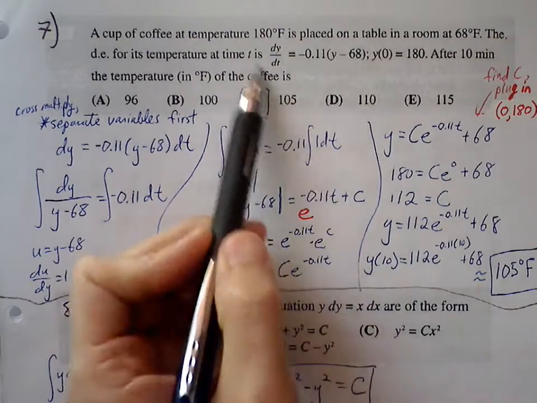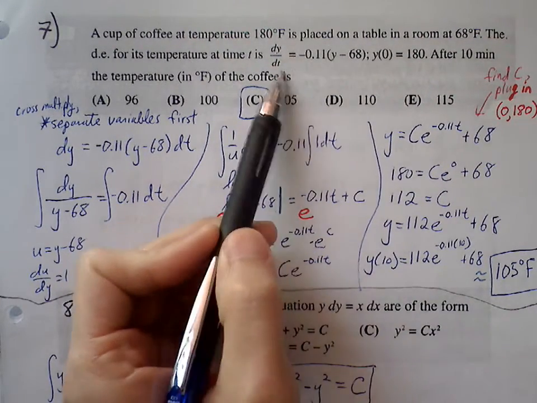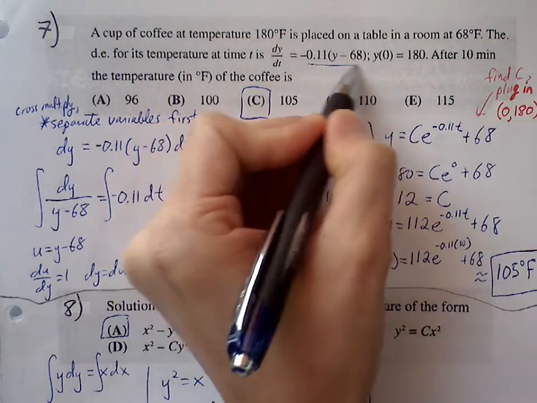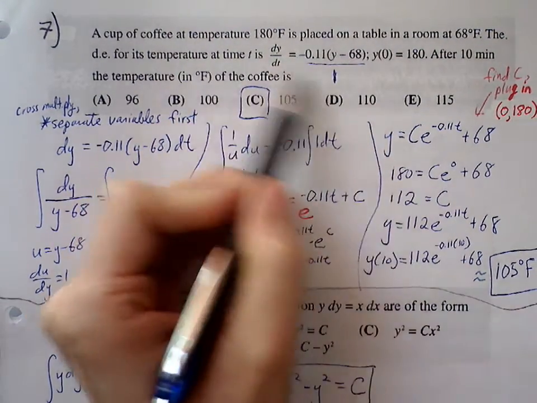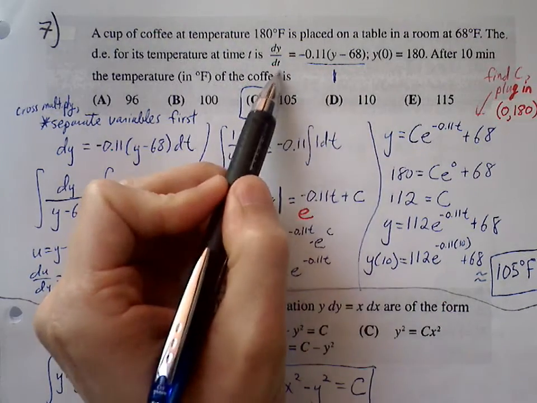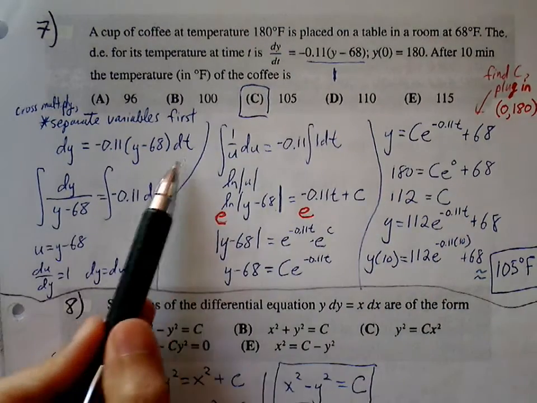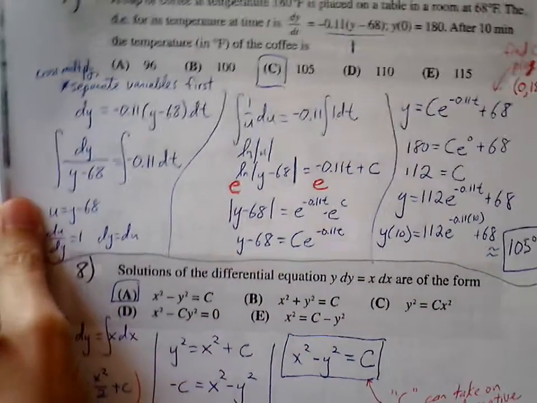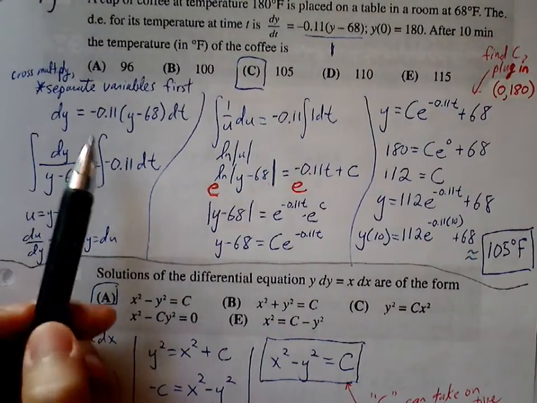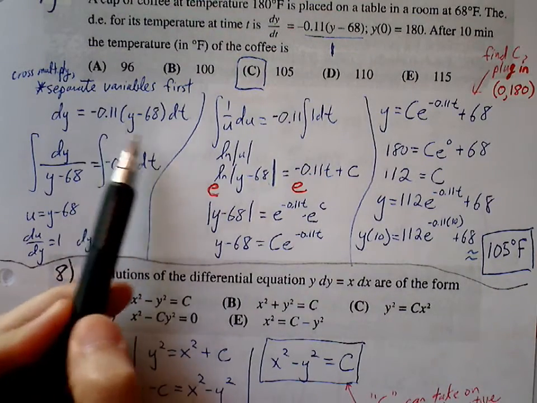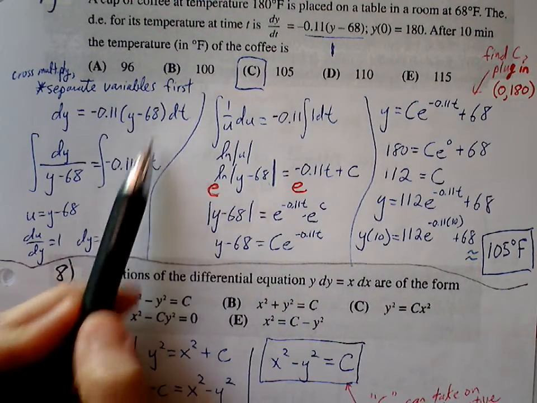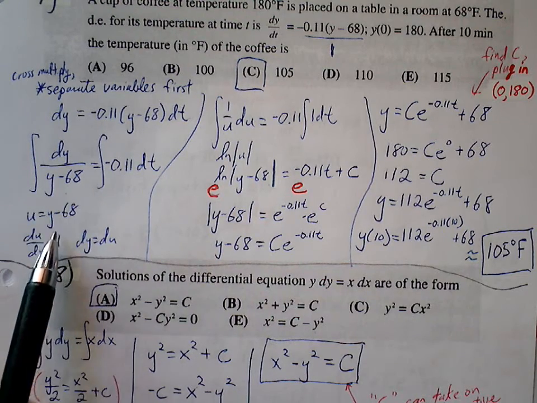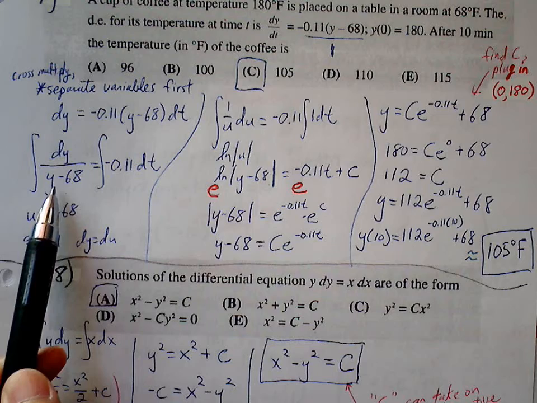So we have the equation provided for us. I'm going to separate variables. If I think of this as this expression divided by 1, I can cross multiply and I get 1 times dy is equal to negative 0.11 (y minus 68) dt. Once I have cross multiplied, I see that there's still something out of place, and that's the y minus 68. Take that y minus 68, divide it over to the left side, and now we see that this is going to be a u-substitution problem, possibly leading us into natural log.